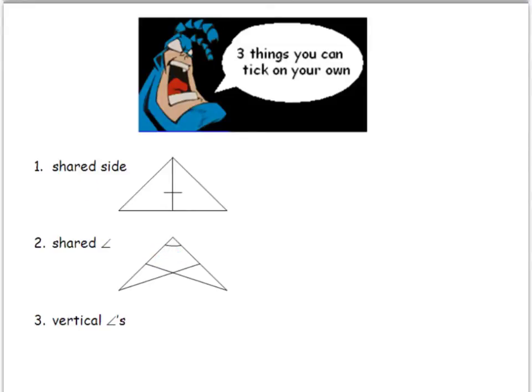So shared sides, shared angles, and the last thing you're allowed to tick on your own would be vertical angles. So if I'm using a diagram, if I've got two triangles, then vertical angles. If I've got a pair of vertical angles that sit between these two triangles, and of course we know vertical angles are congruent, I'm allowed to mark vertical angles as congruent. So 3 things you can tick: shared side, shared angles, or vertical angles.